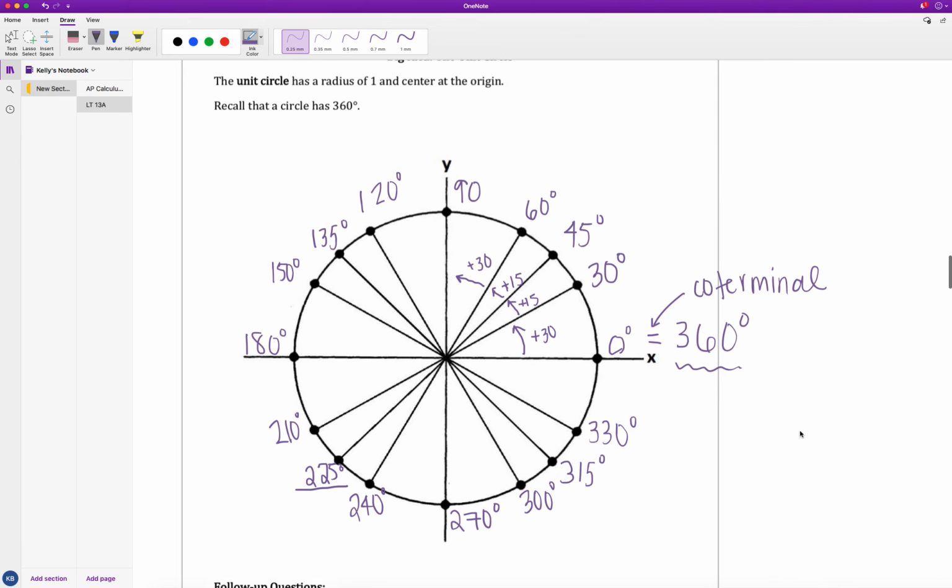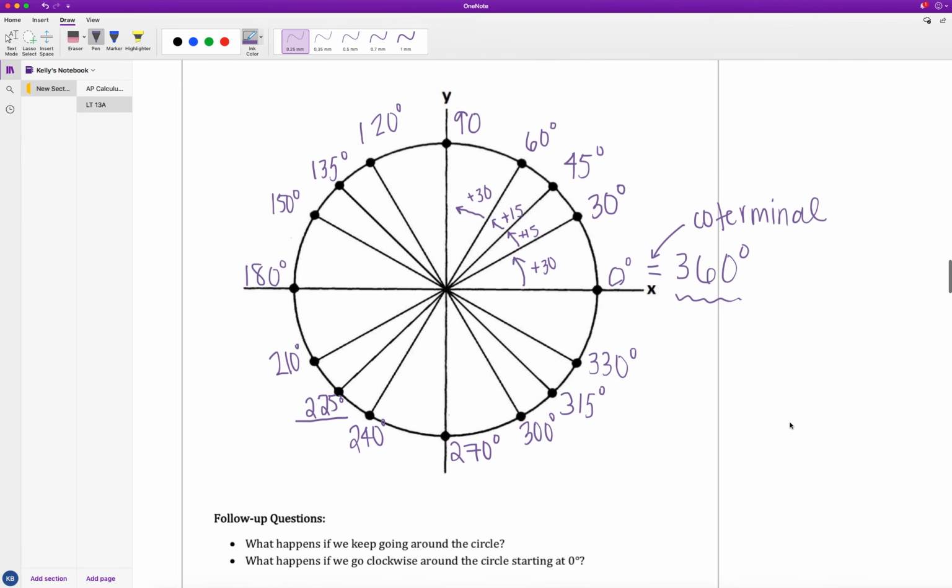The follow-up questions I want to ask you guys with these is, what do you think happens if we keep going around the circle? And what happens if we go clockwise around the circle starting at 0? So each one of these we went counterclockwise. What do you think will happen if we go clockwise around? Why don't you guys pause the video right now and answer both of those questions for yourself? What happens if we keep going around the circle? And what happens if we go clockwise around the circle instead, starting at 0?